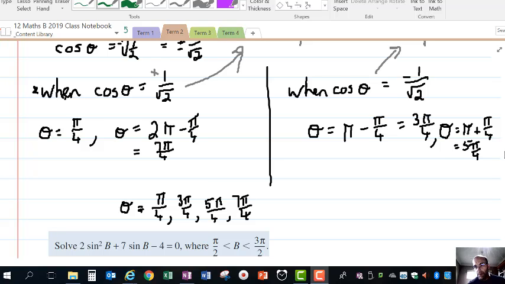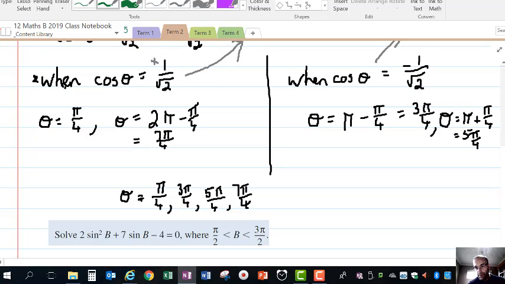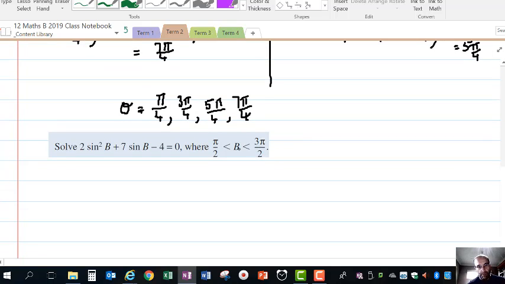Final example. We've got one that looks terrifyingly difficult perhaps, but it's not, provided you can solve a quadratic equation. So solve 2 sine squared b plus 7 sine b minus 4 equals 0, where we have the domain in radians between pi on 2 and 3 pi on 2. Because of the type of equation it is, we can solve it as a quadratic.